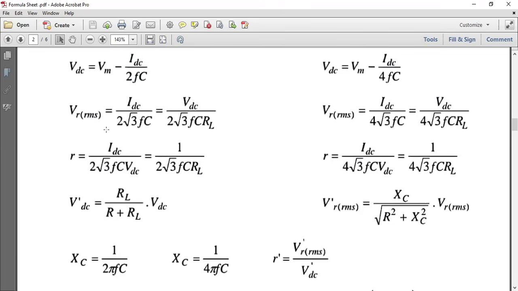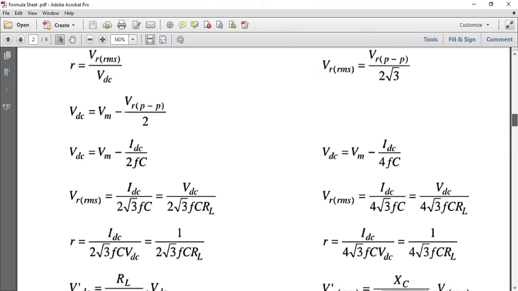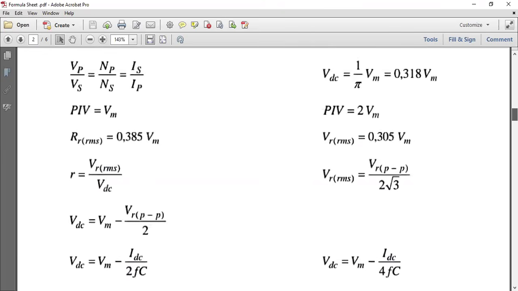This was for VRMS, which is VDC over 2. Not this one, not this one. There's another one. We need where we have the peak to peak. There we have this one. So if you consider here, where we have the ripple peak to peak, this one.